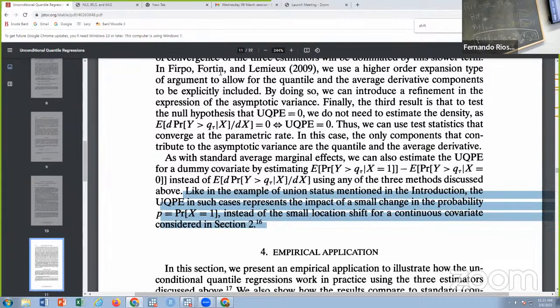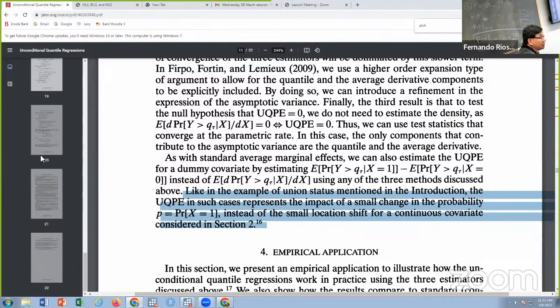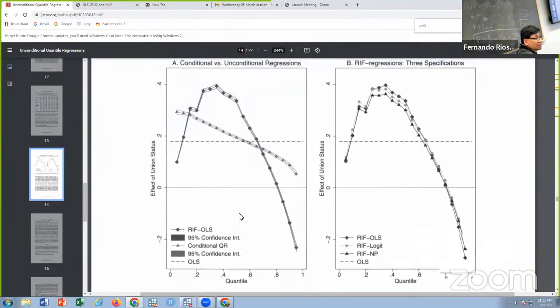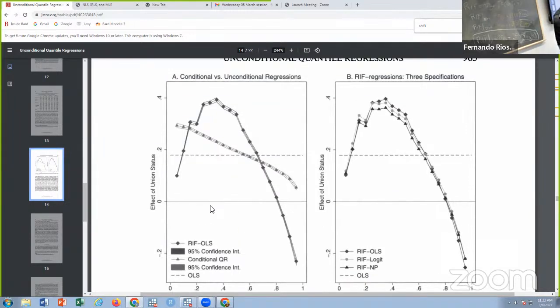Now the problem with this, and that they don't say, is how do we quantify this small change? Because when they actually present the empirical results, I'm going to compare what happens when I compare the conditional effects to the unconditional effects. But this is for unions. Union is a dummy. For a dummy, these numbers are correct for conditional regression, but these numbers are not exactly correct because it assumes that you're going from not unionized to fully unionized. So those numbers are not exactly correct.